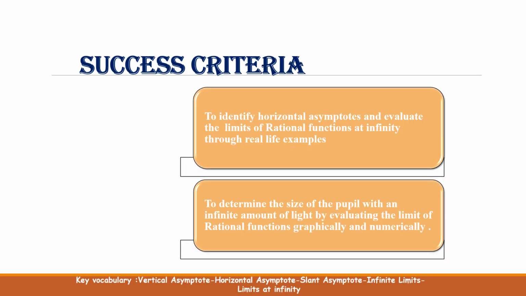Now, our success criteria is to identify the horizontal asymptotes and evaluate the limits of rational functions at infinity through real-life examples, and also to determine the size of the pupil with an infinite amount of light by evaluating the limits of rational functions graphically and numerically.